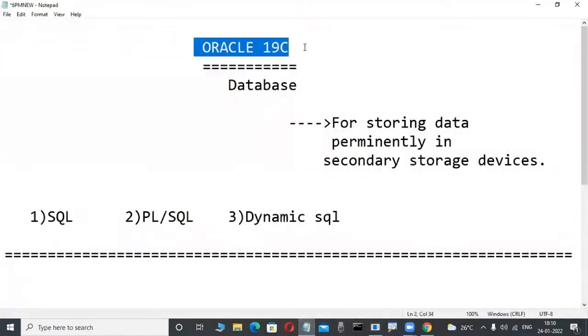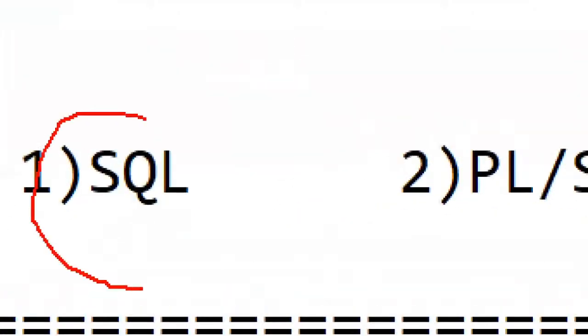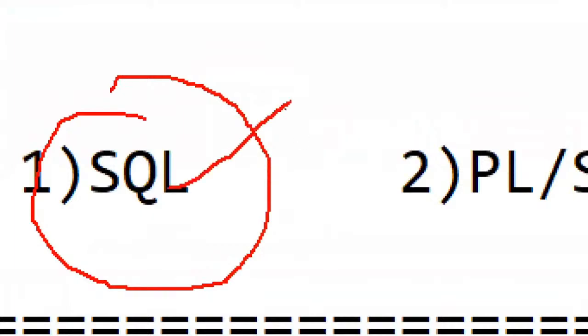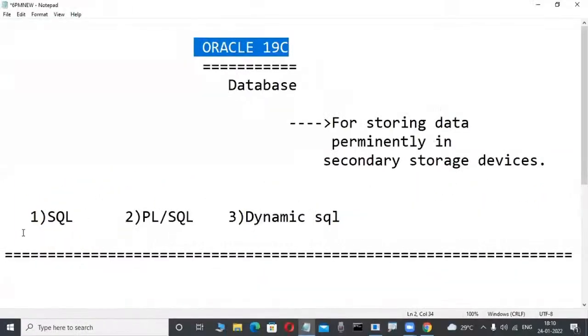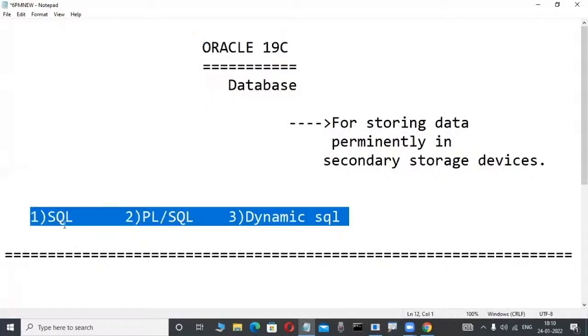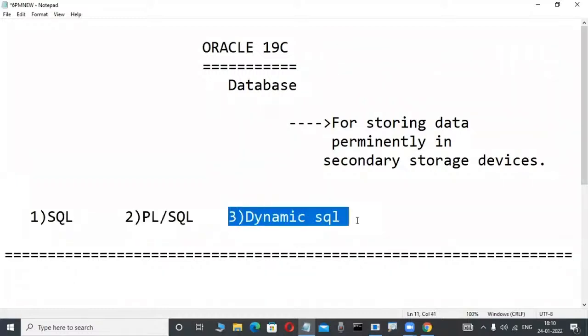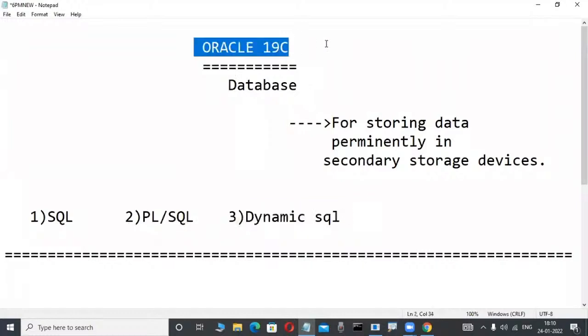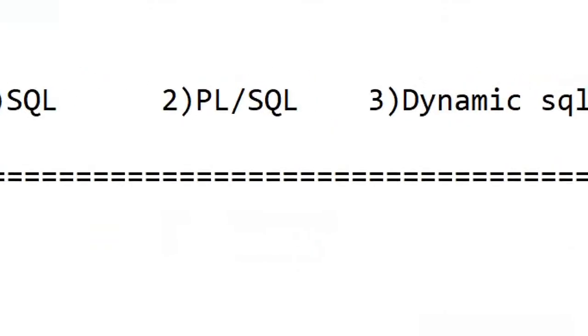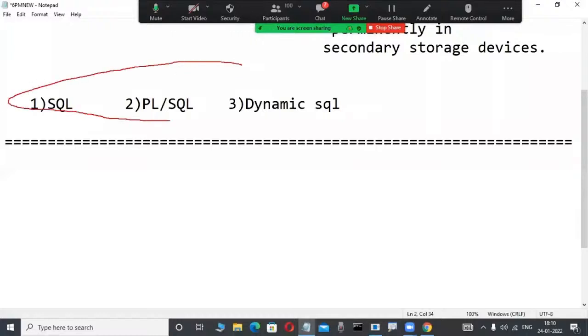For these relational data model products, one universal language is there: SQL, the structured query language. But to operate the Oracle product, not only the SQL language, three languages are there. One is SQL, another is PLSQL, the procedural language extension for SQL, and another is dynamic SQL. Anybody learning an Oracle course anywhere in the world is told about these three languages. What is SQL? What is PLSQL? What is dynamic SQL? Big concepts.